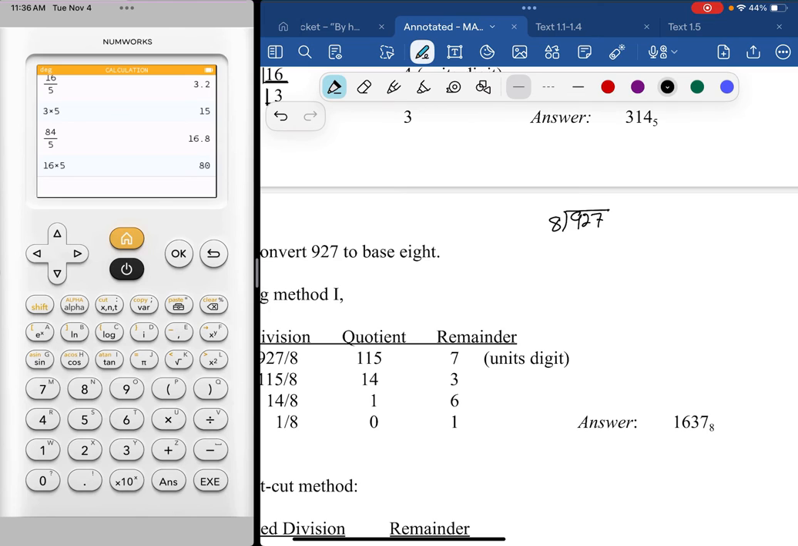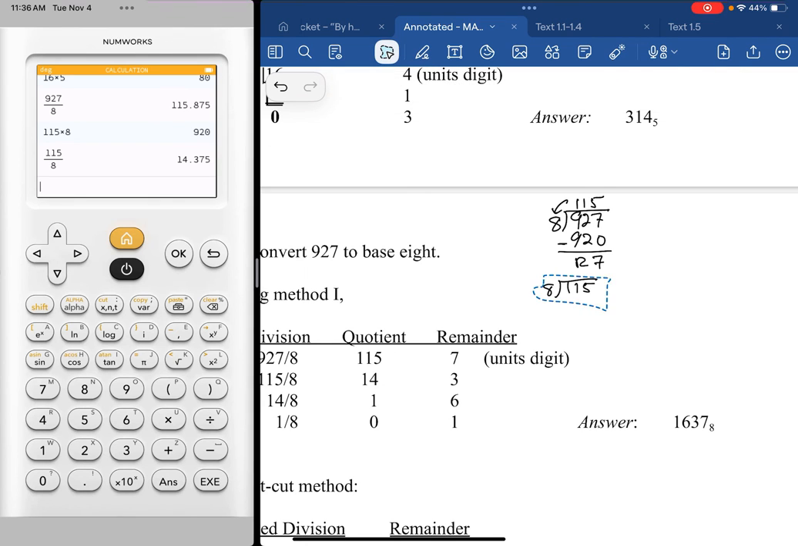So dividing by 8, I would take the 927, divide it by 8. I get that decimal. So take that decimal, drop it, throw it away. Multiply by your divisor, so 115, so again, this is 115, times the 8 gets you to 920, which gives you a remainder of 7, all right? I then take that 115, divided by 8. That gets me 14.